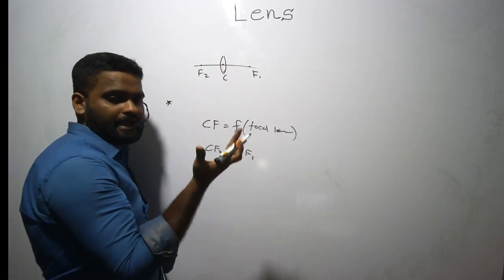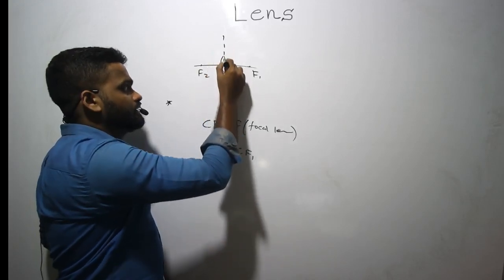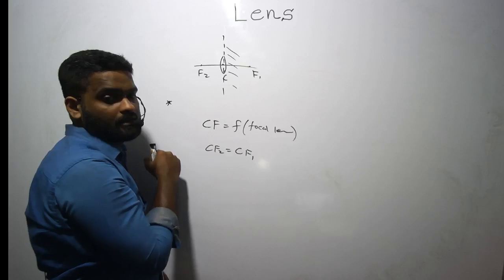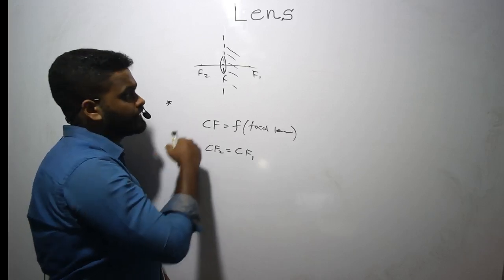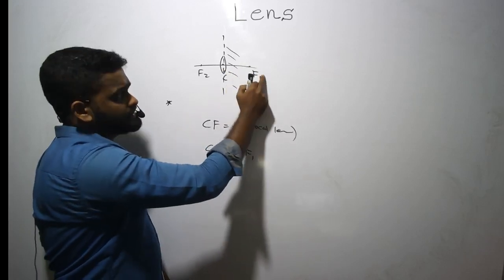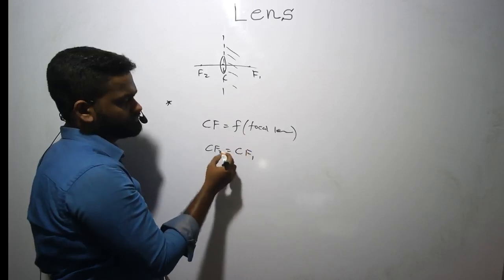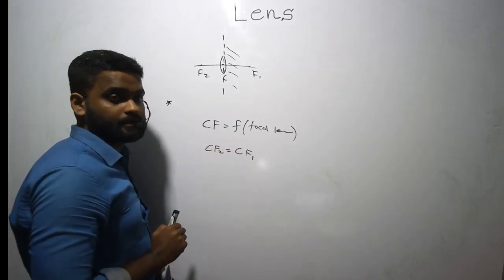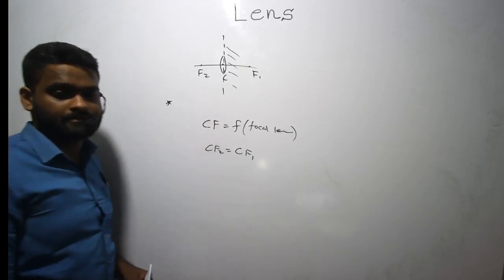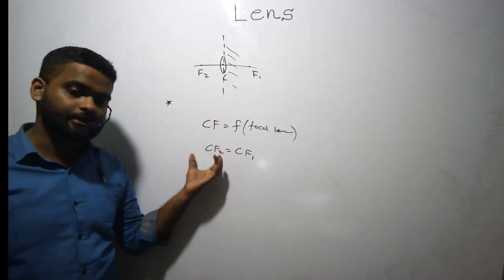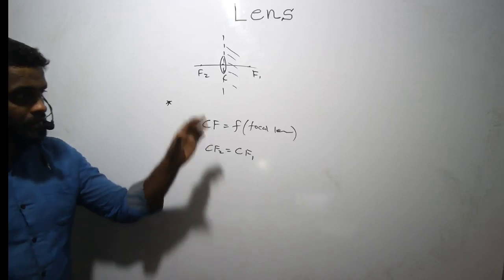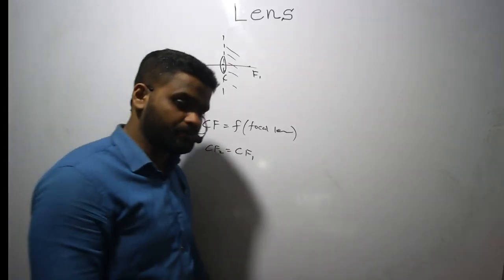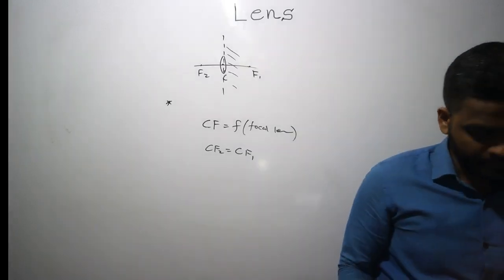But there might be a case where, let's say, this side has water and this side has air. Then you won't have the same length, and you cannot say CF2 equals CF1. But here it is CF2 equals CF1. In most cases, like 99%, we get this, right?